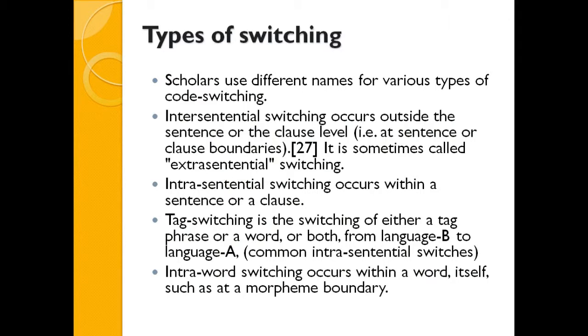Types of switching. Scholars use different names for various types of code switching. Intersentential switching occurs outside the sentence or the clause level. It is sometimes called extrasentential switching. Intrasentential switching occurs within a sentence or a clause. Tag switching is the switching of either a tag phrase or a word or both from language B to language A. Intraword switching occurs within a word itself, such as at a morpheme boundary.